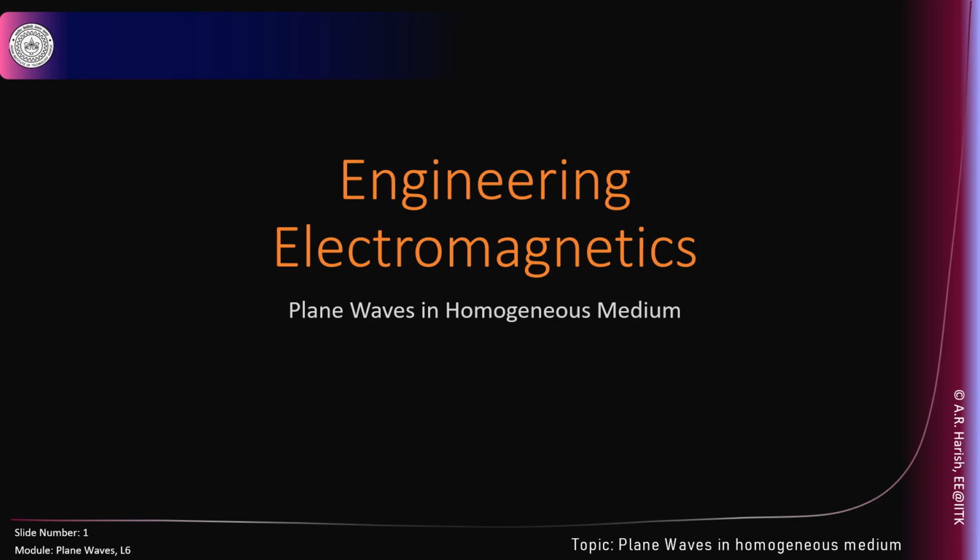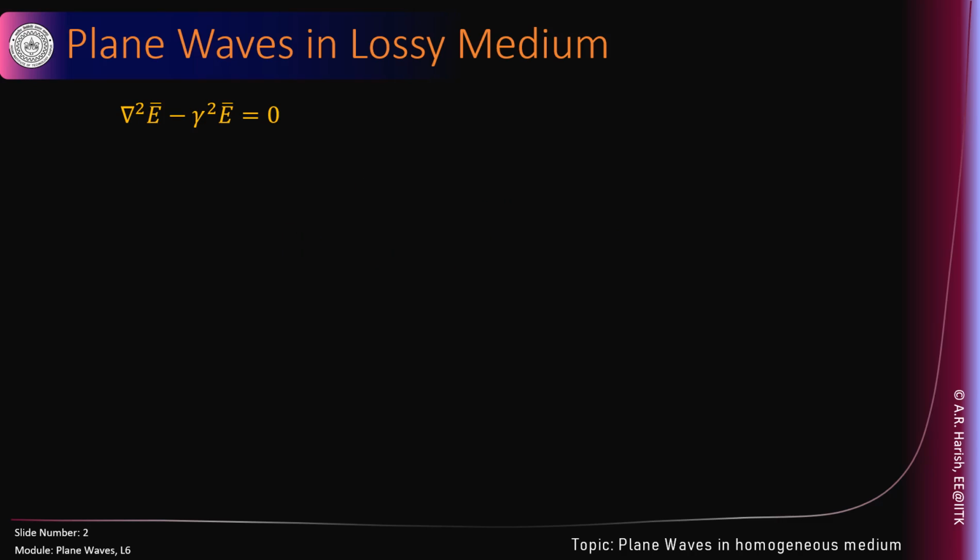We'll continue our discussion on plane waves in homogeneous medium today. Let us start with our wave equation, del square E minus gamma square E equal to 0, where gamma is known as the propagation constant, which is a complex quantity, alpha plus j beta, which can also be written in terms of the constitutive parameters of the medium, sigma, epsilon, and mu.